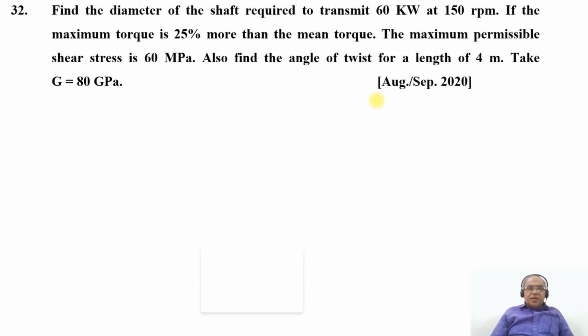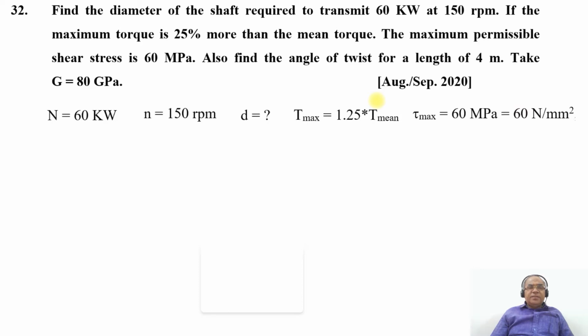So first we are going to analyze this problem. He has given the shaft required to transmit 60 kilowatt, so capital N will be equal to 60 kilowatt at 150 RPM, so small n will be equal to 150. If the maximum torque is 25% more than the mean torque, that means T max will be equal to 1.25 times T mean. We need to find the diameter of the shaft, so D is required to find out.